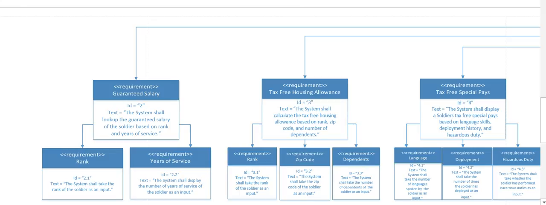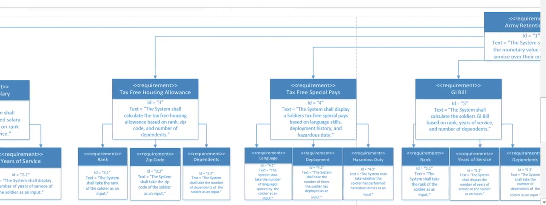The next sub-requirement for guaranteed salary is years of service. The system shall display the number of years of service of the soldier as an input. The next requirement is tax-free housing allowance. The system shall calculate the tax-free housing allowance based on rank, zip code, and number of dependents of the soldier.